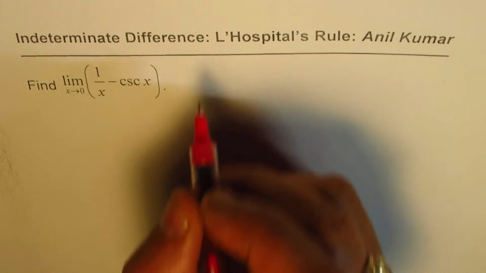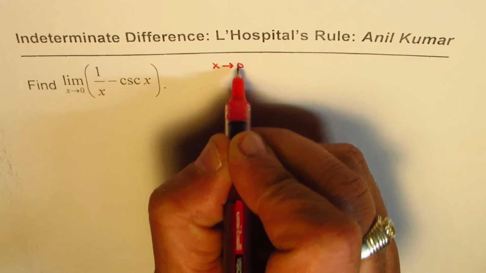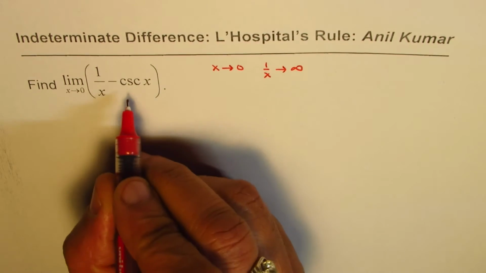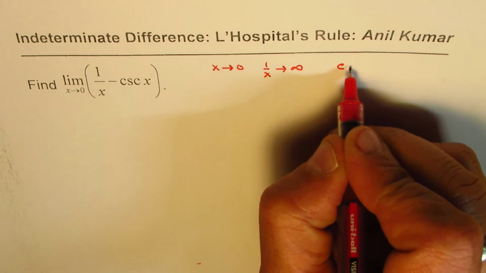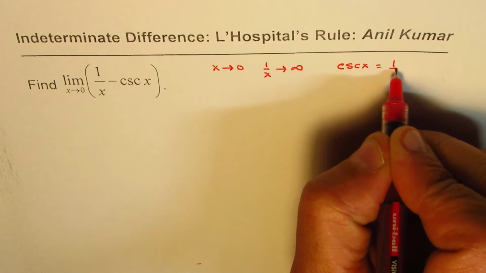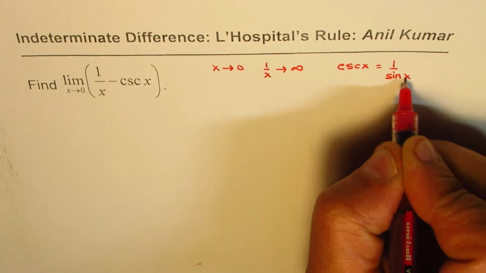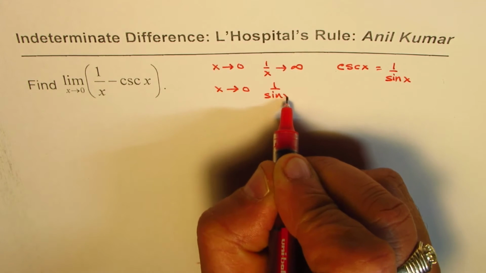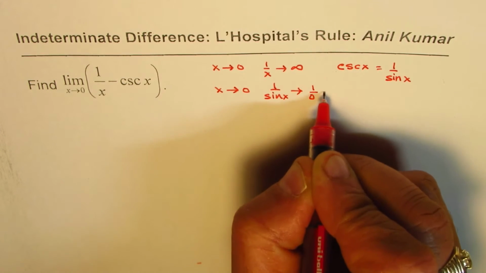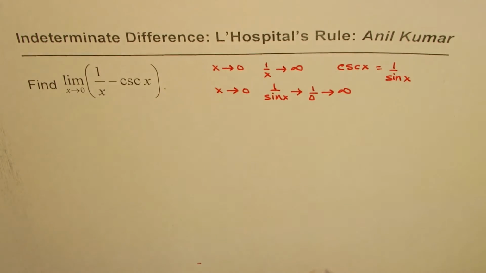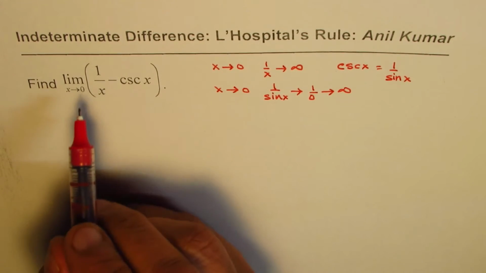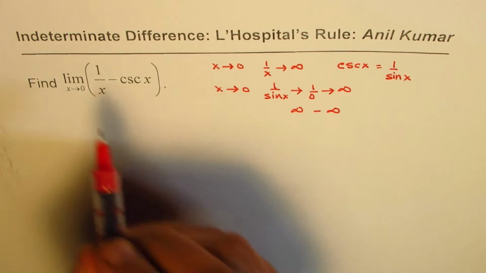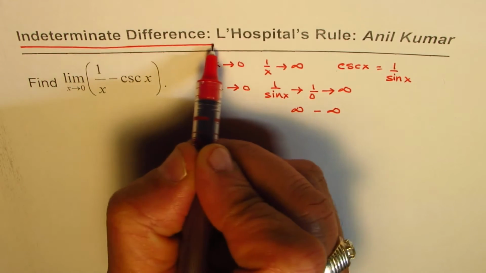Now if you analyze, as x approaches 0, 1 over x approaches infinity, right? 1 over 0. Now how about cosecant x? Cosecant x is basically 1 over sine x, right? So as x approaches 0, 1 over sine x approaches 1 over 0, that is, it approaches infinity. So in this particular case, we have infinity minus infinity. That is what we call indeterminate difference, right?